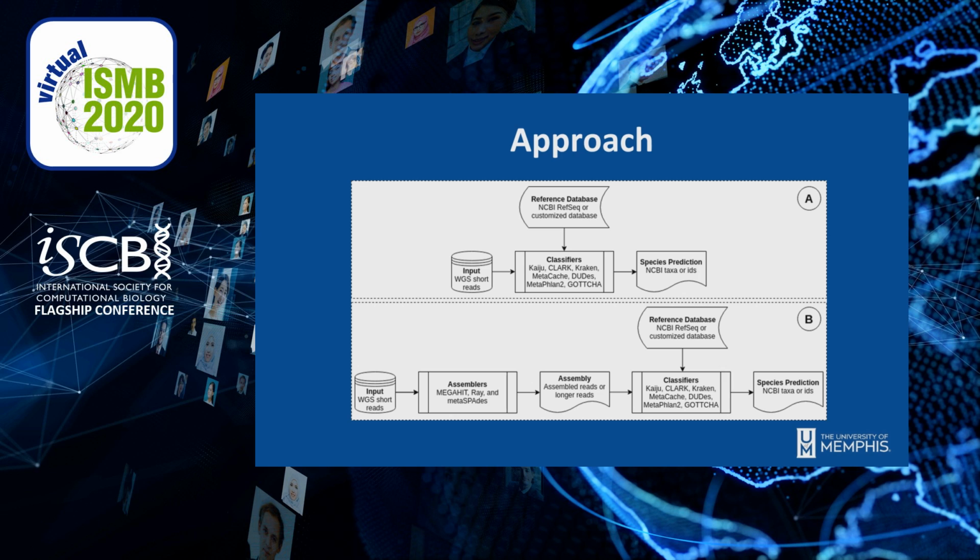Before feeding short reads as input to classifiers, we assemble them into longer reads. The figure shows the process of comparing classifier performance on short reads and longer reads. In figure A is the standard or traditional workflow of a classifier, in which the classifier takes as input a short read dataset and outputs species that it predicts to be present in the samples. Figure B shows a workflow in which the short reads are first assembled before feeding them to classifiers.